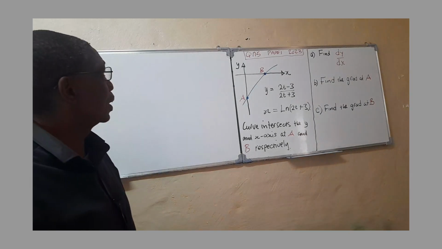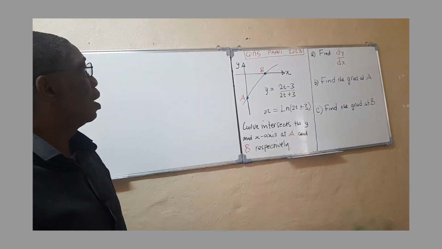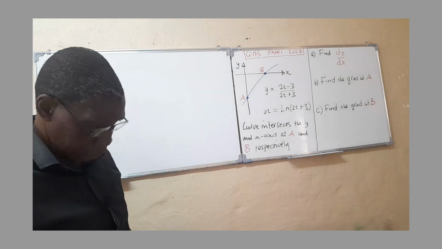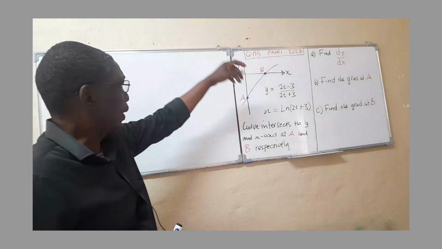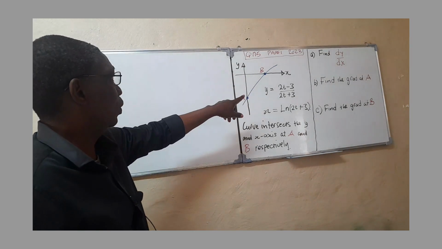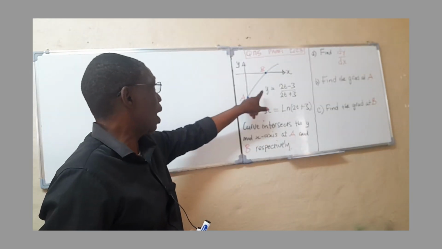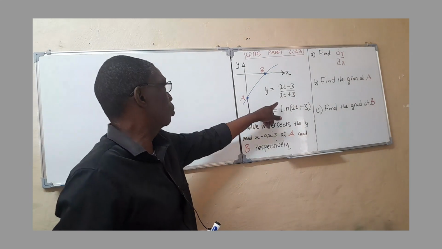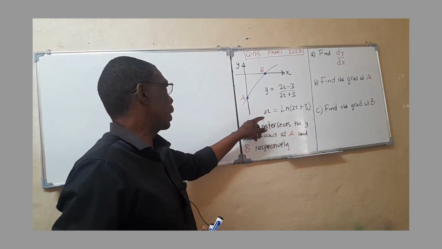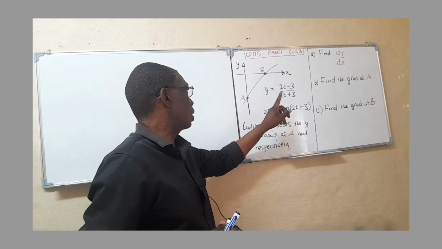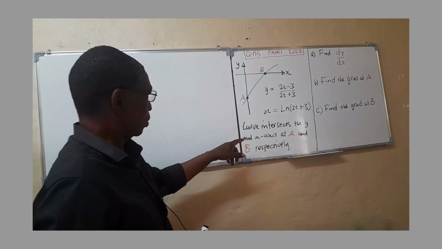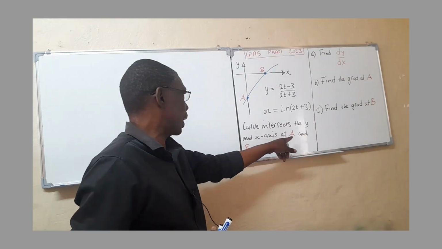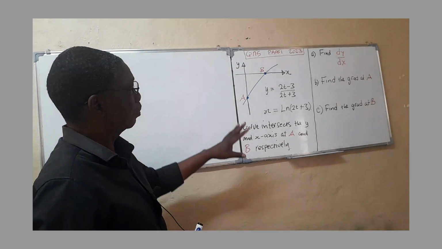Today's lesson, we are dealing with problem 5 taken from paper 1 of 2023. The question reads as follows. The figure shows the curve whose parametric equations are y is equal to (2t minus 3) divided by (2t plus 3), x is equal to ln(2t plus 3). It goes on to say the curve intersects the y and the x-axis at the points A and B respectively.